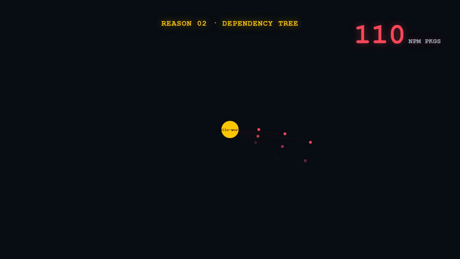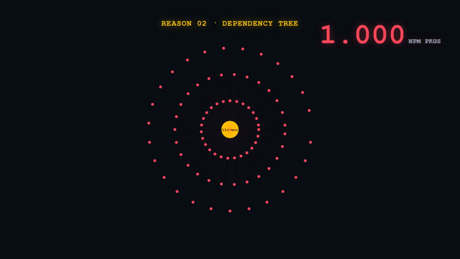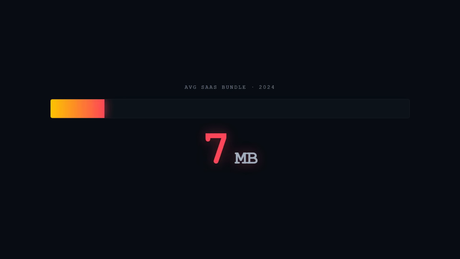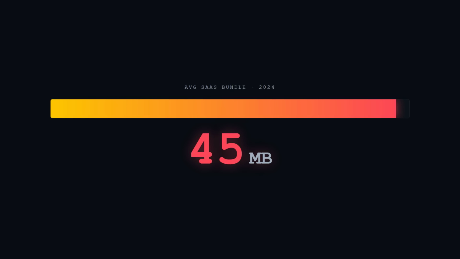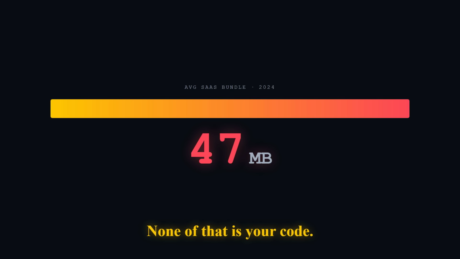The second reason is the dependency tree. A modern web service installs over 1,000 NPM packages to print Hello World. Most of them you've never heard of. Each one allocates. Each one imports more. By 2024, the average production bundle for a basic SaaS dashboard had ballooned to roughly 47 megabytes of JavaScript. None of that is your code.